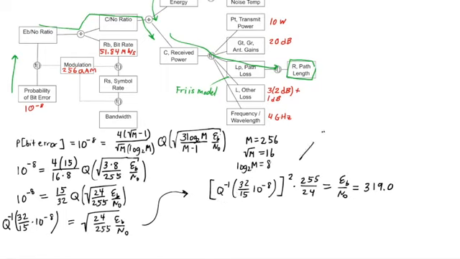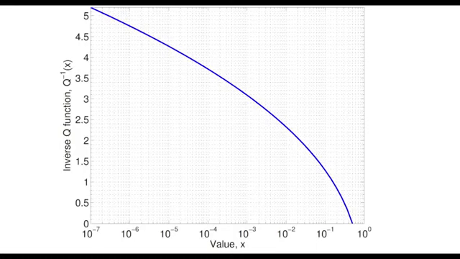So, look for my QINV.m file in the files section of Canvas. Alternatively, you can use the function that I included in the lecture notes. It's just a graph, and the graph shows the inverse Q function, and you can use that function.